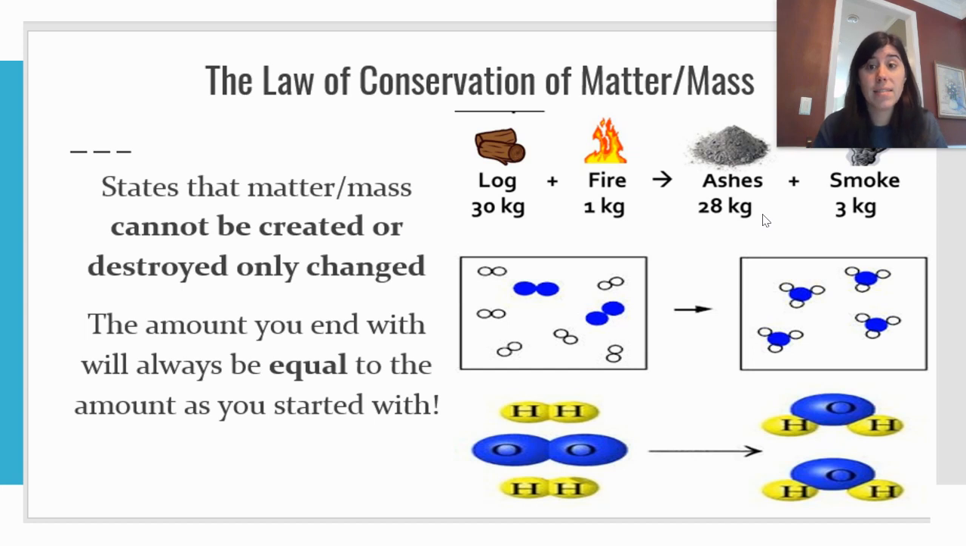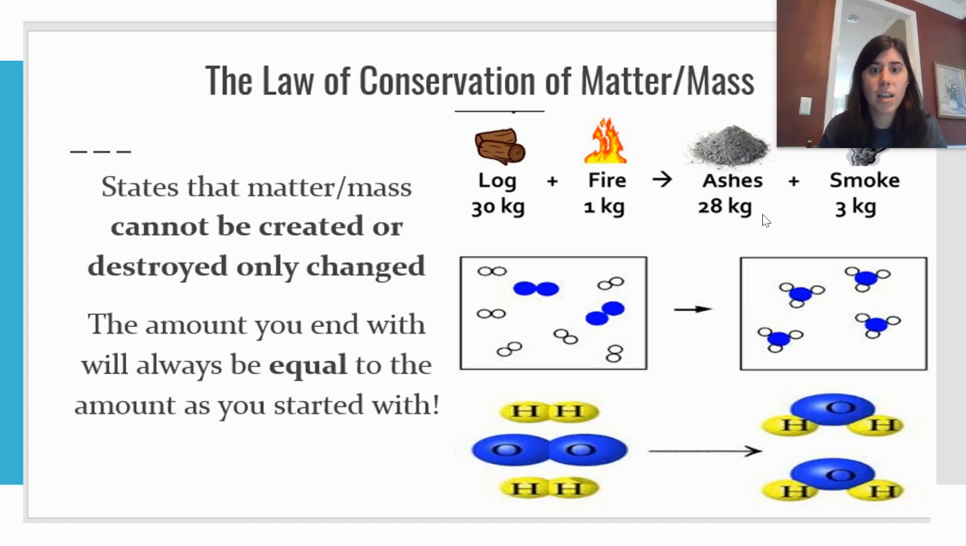So, in this case, my ashes might be 28 kilograms only, but I also had 3 kilograms of smoke that maybe got released to the environment. But if you still add 28 plus 3, you still get 31. That's because we cannot destroy or create matter. What we end up with has to equal what we started with. And that's the whole idea behind this law of conservation of matter.